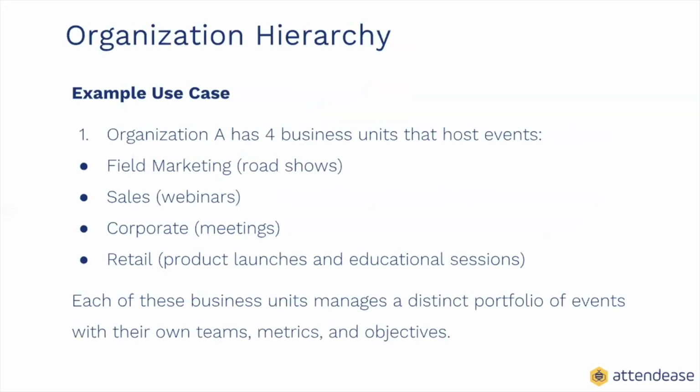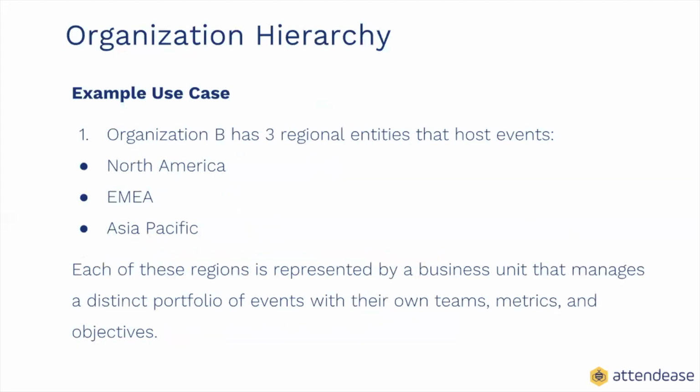So let's take a look at a simple example. Organization A has 4 business units that host events. It's segmented its account by department. Each of these teams, field marketing, sales, corporate, and retail, will have their own independent business unit and be able to manage their own portfolio of events. They will be able to have their own teams and permissions, their own metrics, and their own objectives.